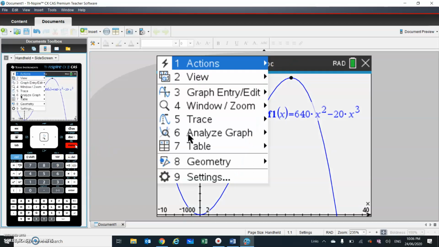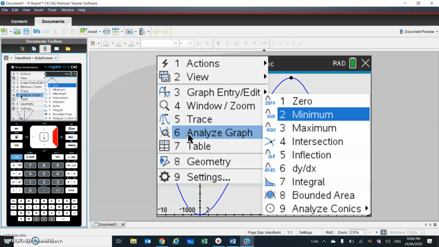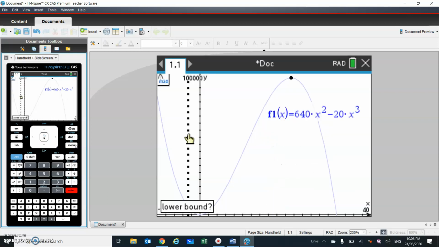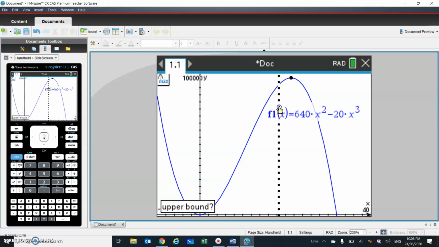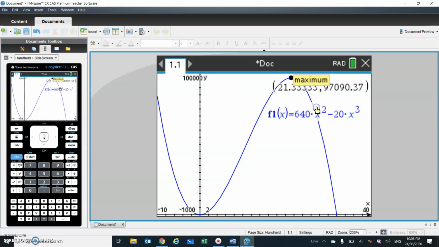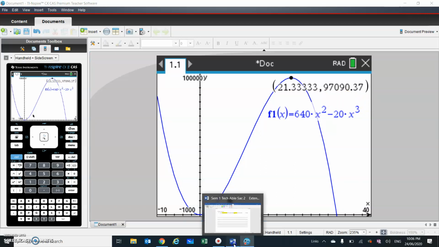So we go to menu, analyze graph, maximum, because we have a maximum turning point. To find that coordinate, lower bound means left side, upper bound means click on the right side, and it gives us the coordinate: 21.33 is the x value, and the v value, the volume, is 97,090.37. So all we need to do is write that on our paper.